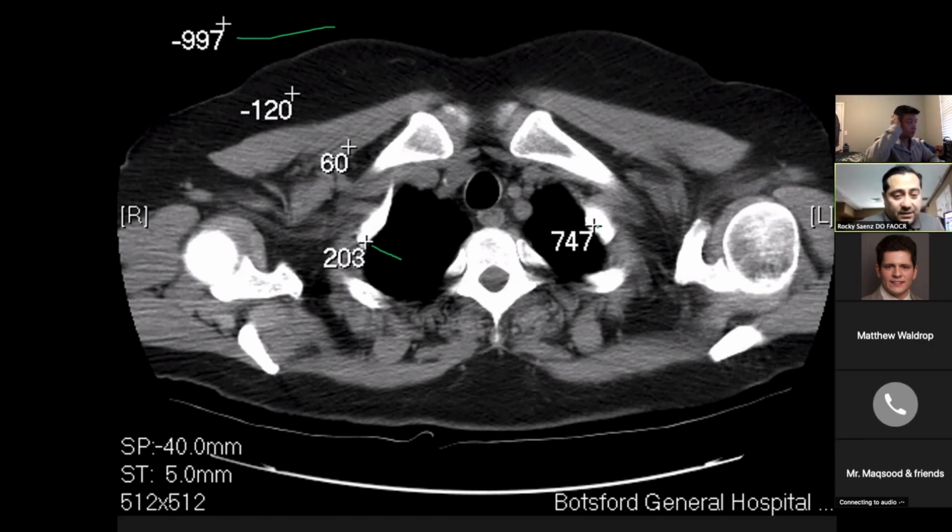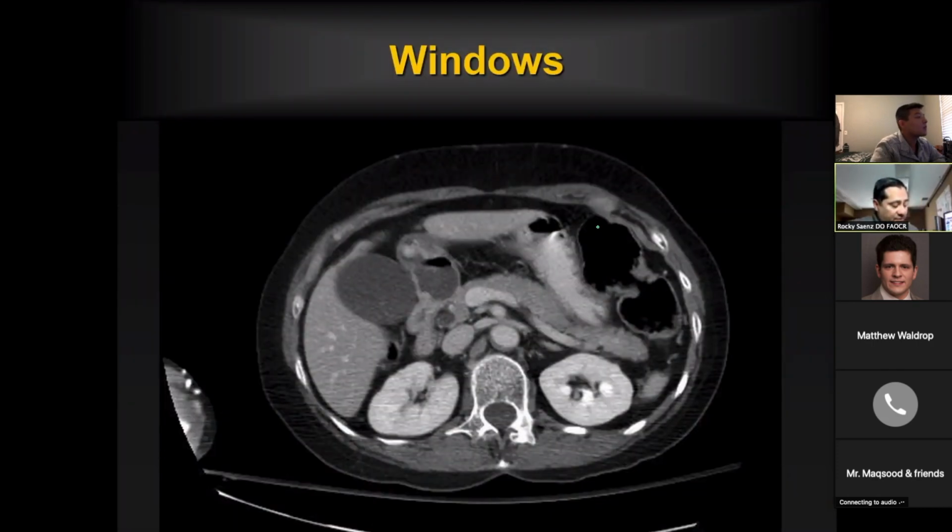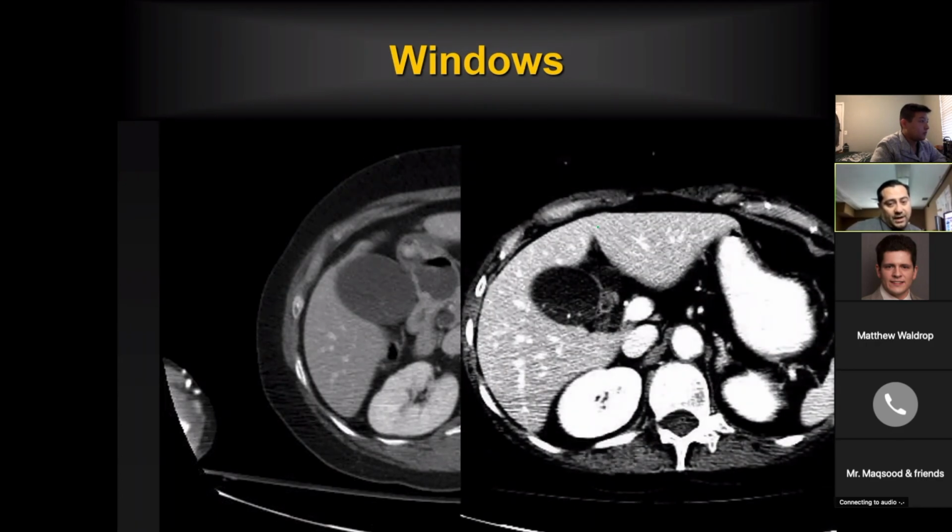So windows is another thing we use. That's just a change in the settings telling the machine where to focus, what level, what shade of gray, we call it levels. And this is one window here, a standard abdominal window. This is now changing to a more narrow window, and you can see now in this person, same cut, just a different picture, that they actually have cholelithiasis and thickening of the gallbladder, which you don't really see so well in the normal window.